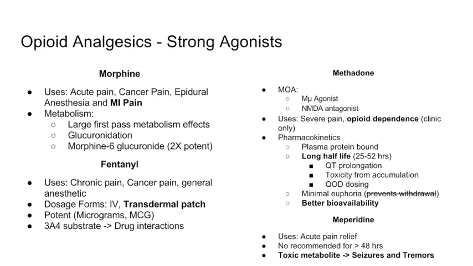Methadone is used for two things. It is used for severe pain and opioid dependence. So methadone is one of the medications that you have to go specifically to a clinic.